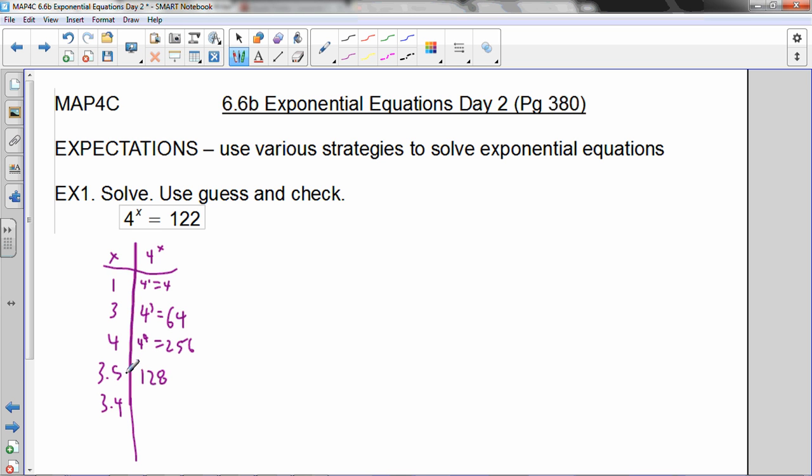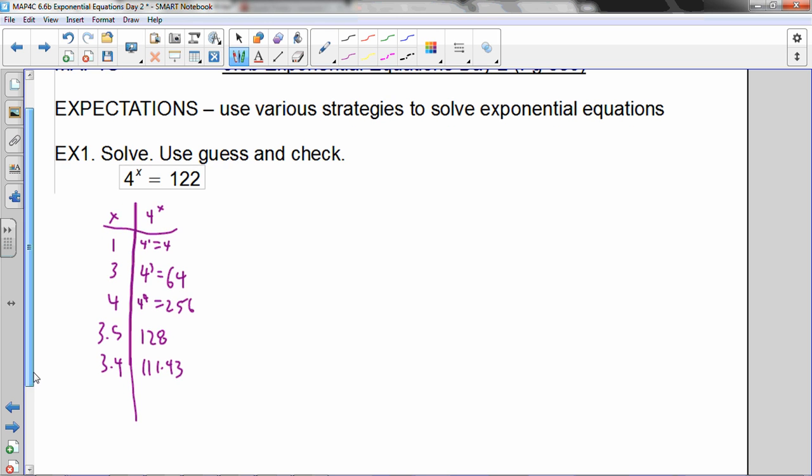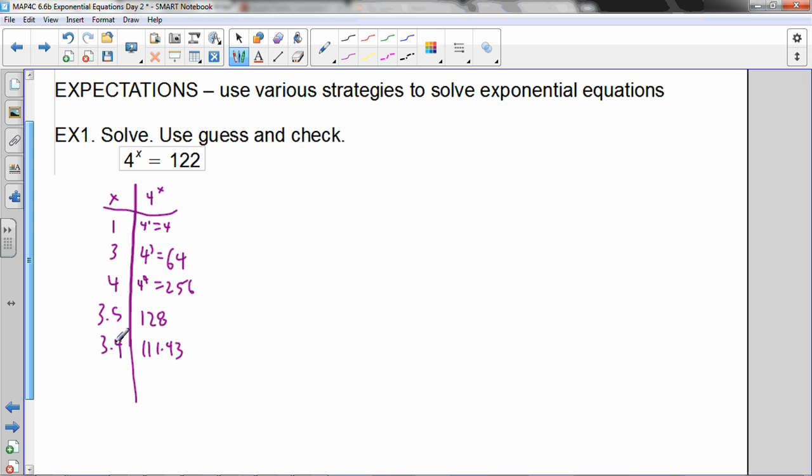3.4. And each guess, we get a little bit closer. Let's try 3.4. 3.4 is 111.43. See, that's a lot lower. We were better off being closer to 3.5. So my next guess is going to be between these, one lower and one higher, but I'm going to guess closer to 3.5, maybe 3.47. Put that into your calculator, and you get 122.79. Hey, that's pretty good.